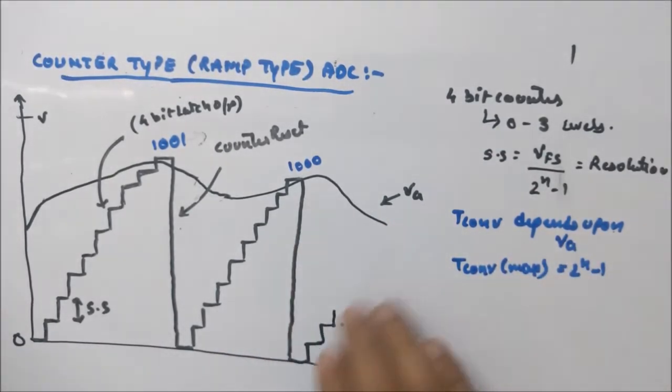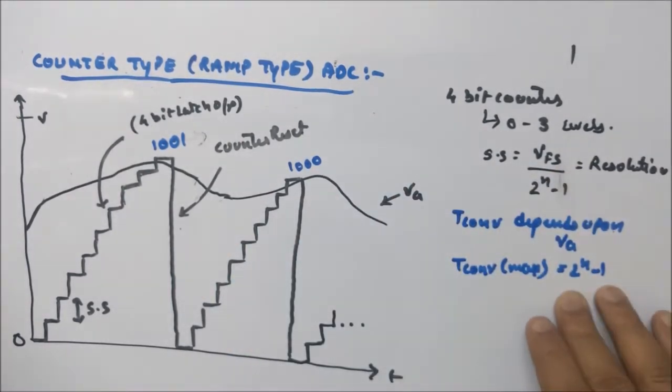So if VA is less, it will take less time. If VA is high, it will take more time. But for counter type, the maximum T conversion is 2 to the power n minus 1.